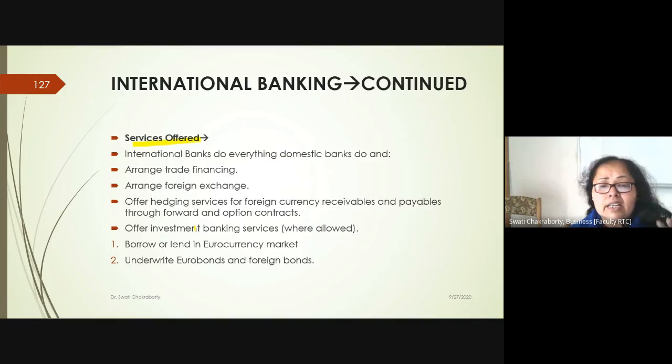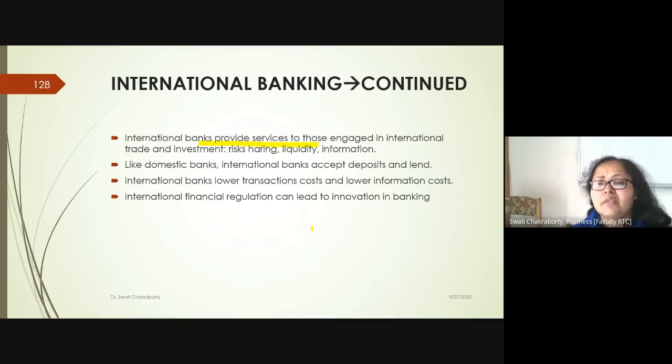They offer international banking services where it's allowed, like borrowing or lending in the eurocurrency market, and they also underwrite eurobonds and foreign bonds. They also provide services to those who are engaged in international trade and investment, that is risk sharing, liquidity, information, right? Like domestic banks, international banks also accept deposits and make loans. They lower transaction costs and lower information costs. In international banking, international financial regulations can lead to innovation in banking, right?